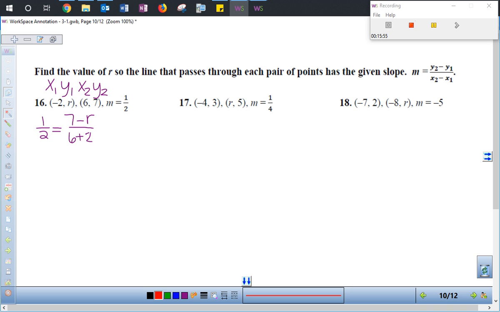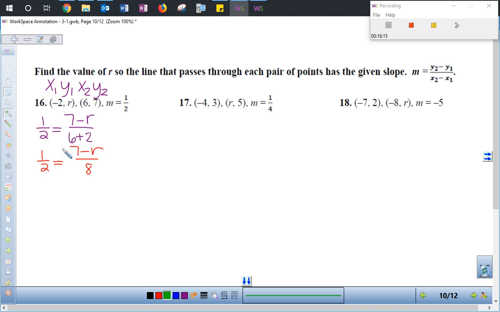Now the next step I need to do to solve for r is to simplify this denominator here. I need to spruce this up. So 1 over 2 equals 7 minus r over 6 plus 2 is 8. So we're just going to rewrite that. 1/2 equals 7 minus r over 8. Now if you'll recognize this, this is back from chapter 2. We learned about proportions and ratios. Here I have this over this equals this over this. This is a proportion. And to solve this proportion, we need to use something called cross multiplication.